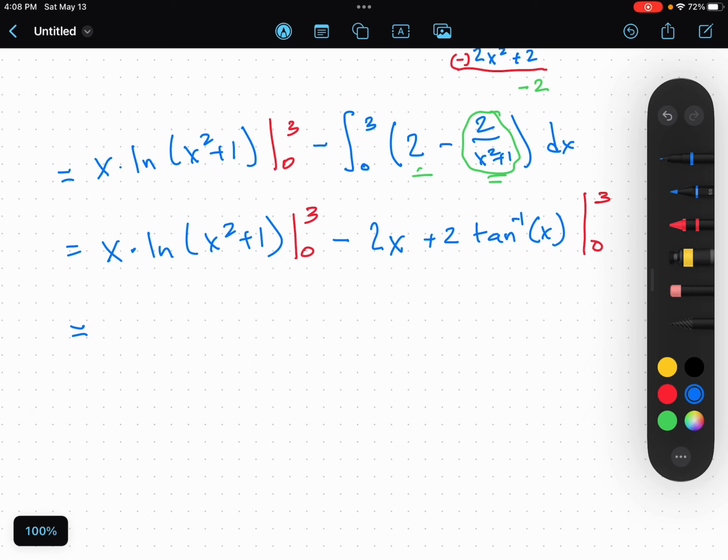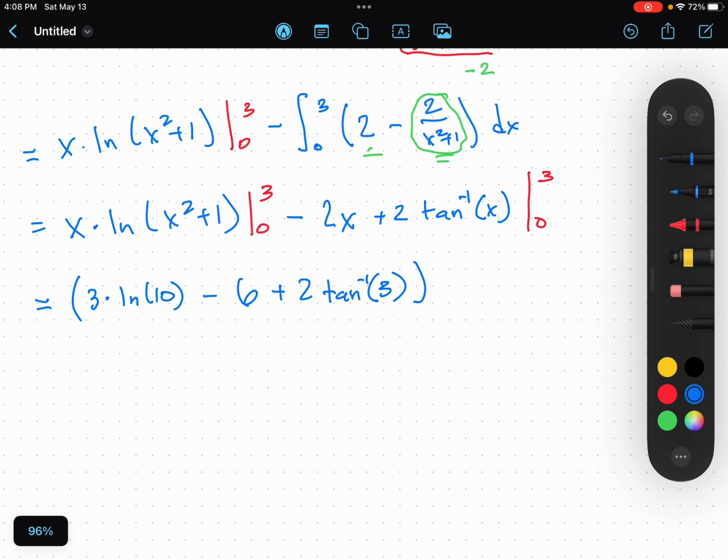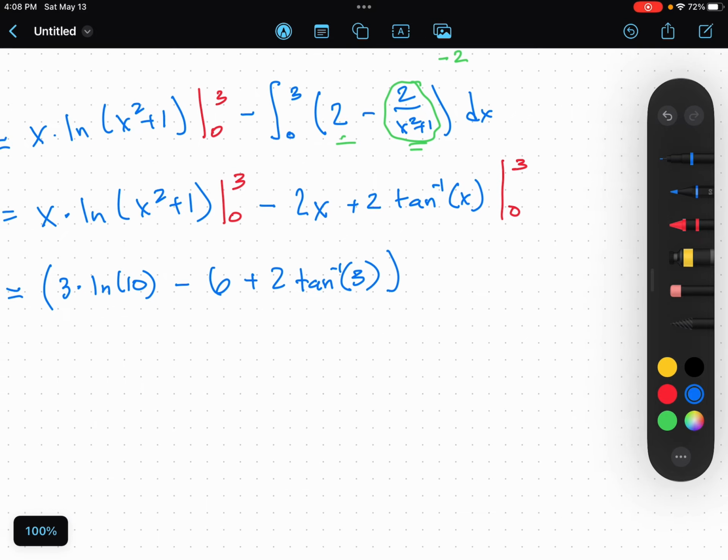Okay, let's plug 3 into everything, and we'll do the first part of the fundamental theorem. So we will end up with 3 times natural log of 10, because 3 squared plus 1 is 10, so natural log of 10, minus 6, because 3 times 2 is 6 there, and then plus 2 inverse tangent of 3. Now don't panic. I don't know what the inverse tangent of 3 is, and I don't have a unit circle handy in my brain for something like that. It's not even on there, so we're just going to leave that as inverse tangent 3.